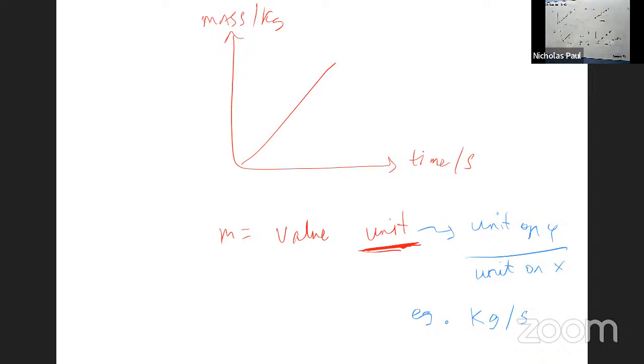Right, so always remember that the SI unit for a gradient is the unit on the y-axis divided by the unit on the x-axis. Every gradient, once it has a unit, you have to write it. Okay?